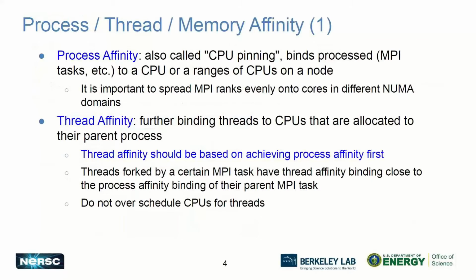Just some terminologies, all these affinity terms. So there's process affinity and thread affinity. What I mean by process affinity is binding processes to a set of CPUs, mostly for MPI tasks in usually scientific applications. And we want to spread them as evenly as possible onto different NUMA domains. And thread affinity is on top of process affinity, where you further bind your threads to the CPUs that are already allocated to their parent MPI process, for example, and make sure not to overschedule CPUs for threads. Otherwise, you'll have lots of OS swaps and you're not getting the effect of running your OpenMP threads concurrently.